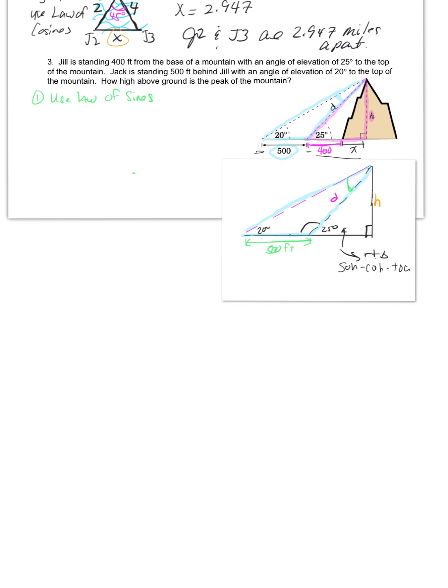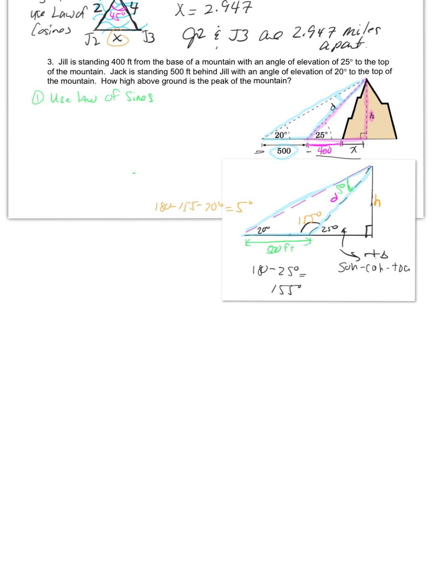So when I want to find that, I'm going to take 180 degrees minus the 25, and that's going to give me 155 degrees. So this angle right here now is 155 degrees. Because it's 155 degrees and that one's 20, I can find this one. I just take those two angles and subtract from 180. So 180 minus 155 minus 20 degrees equals 5 degrees. So this angle up here is now 5 degrees.